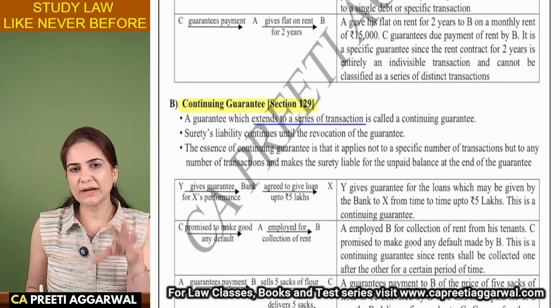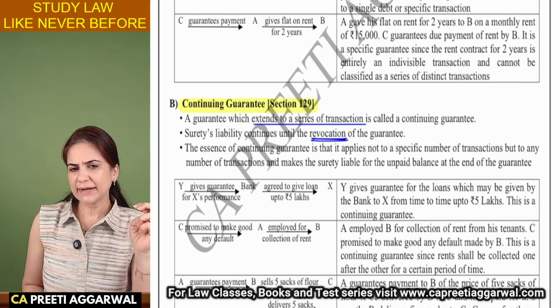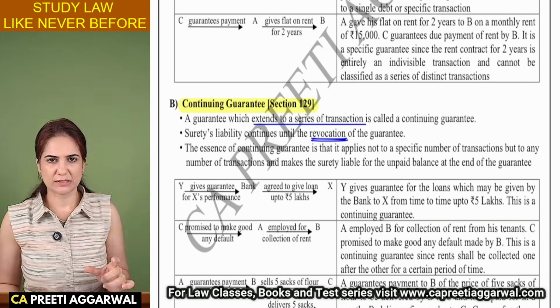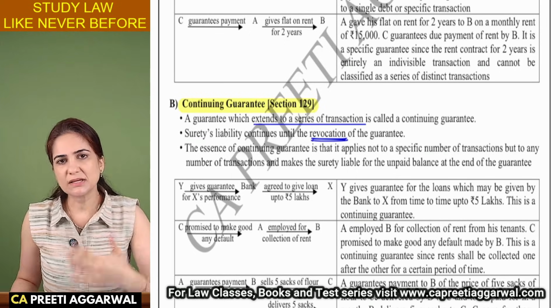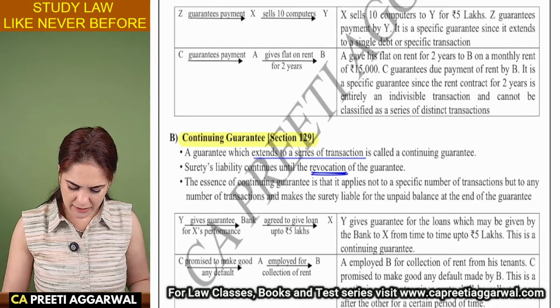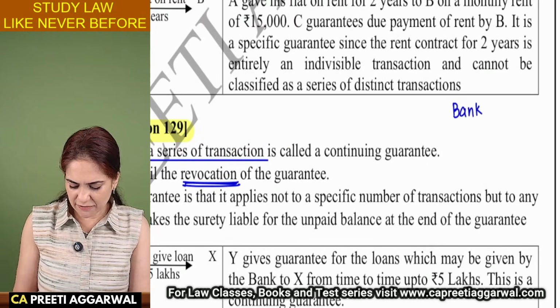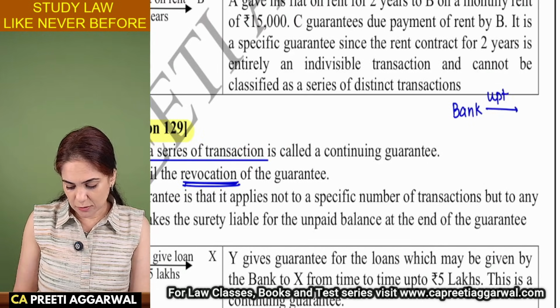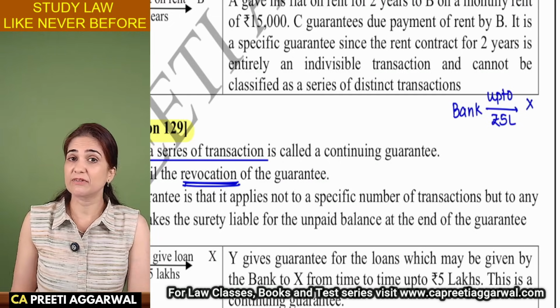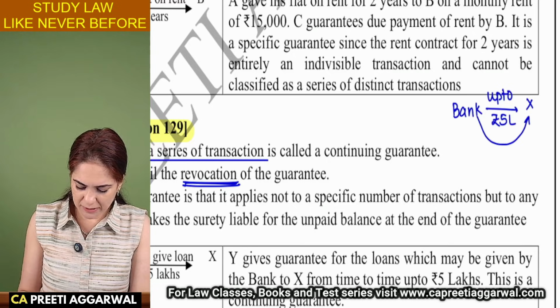You can put an end to continuing guarantee by revocation. It is not applicable only to one transaction. It applies to a series of transactions. Now, one very good example that I can think of is that a bank agrees to give a loan up to rupees 5 lakh to X. He says, I will give up to 5 lakhs. So first he gave 1 lakh rupees.